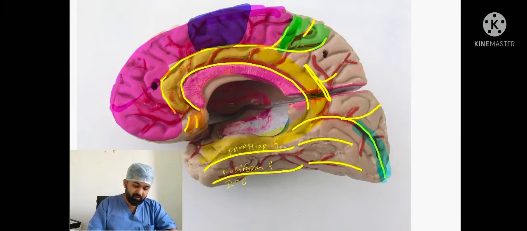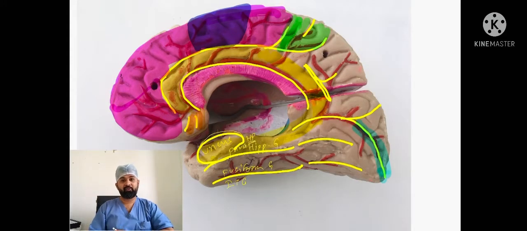In the anterior part, the parahippocampal gyrus curves around on itself, and here it forms the uncus. Posterior to the uncus lies the hippocampus proper. This is the proper hippocampus. Between the uncus and the hippocampus lies the rhinal sulcus. So this is the rhinal sulcus.